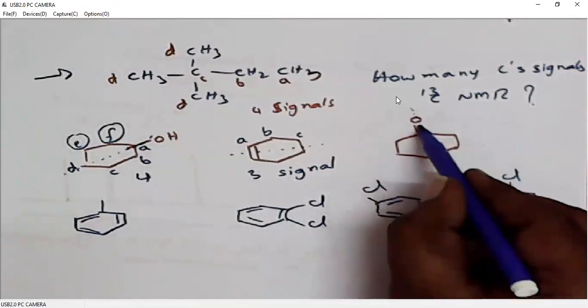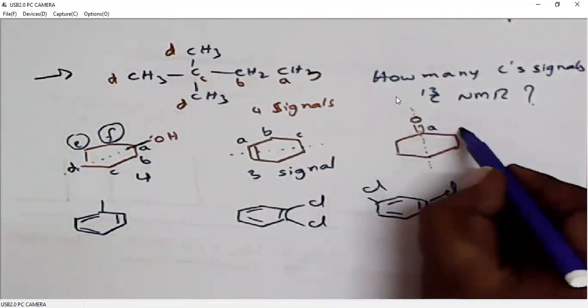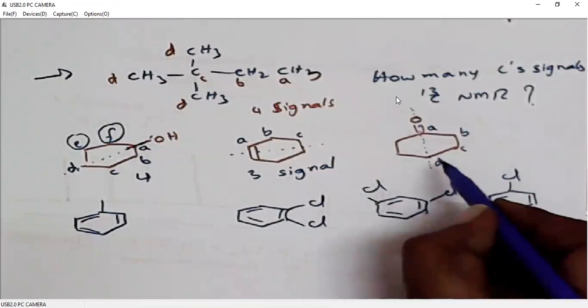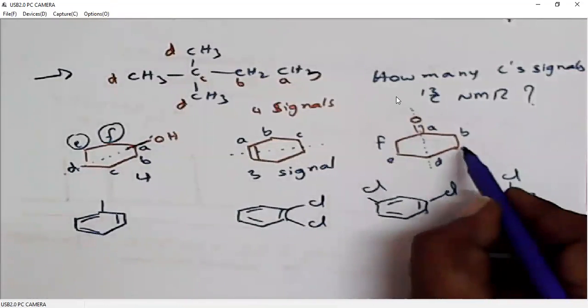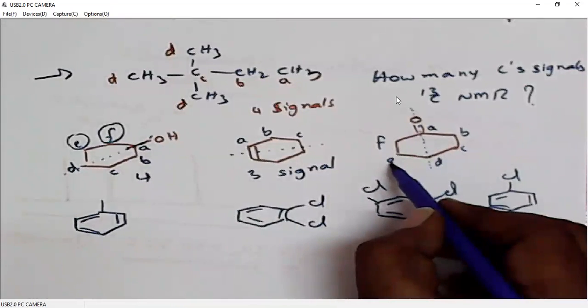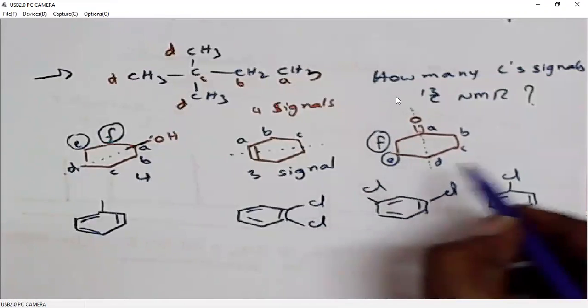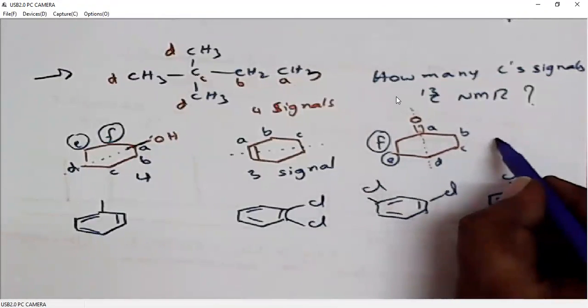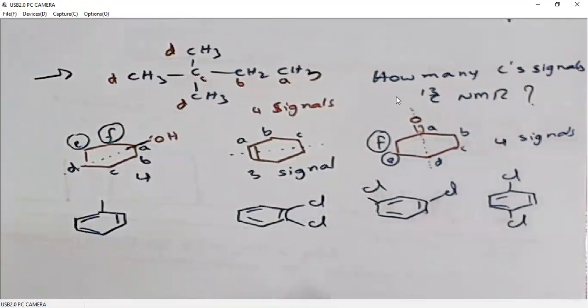Similarly here also we can take a symmetry axis like this. A, B, C, D, E, F. B and F are identical. C and E are chemically equivalent. So we don't get signals for E and F. So altogether we will get 4 signals here. Here also we will get 4 signals.